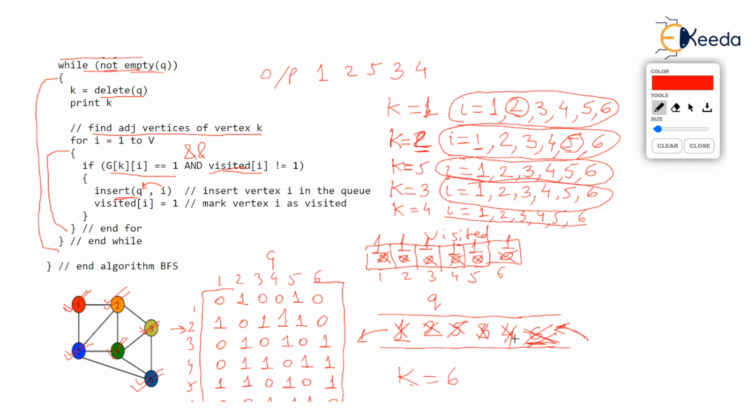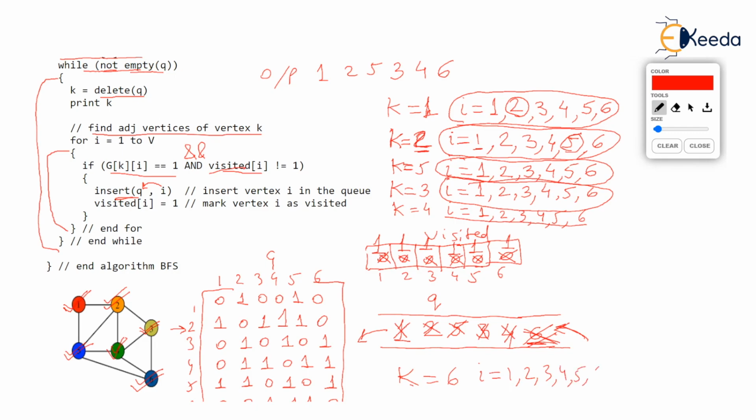So on making k as 6, we will output 6. Just see the top of the board. We are printing 6. And what are we going to do? Start a loop all over to check the adjacent vertices of 6. But you very well know, I will run from 1 to 6, but no use.